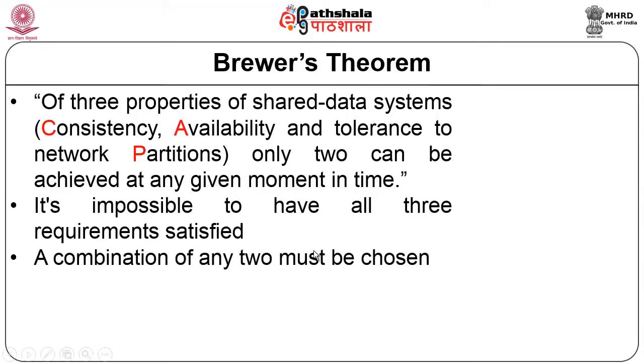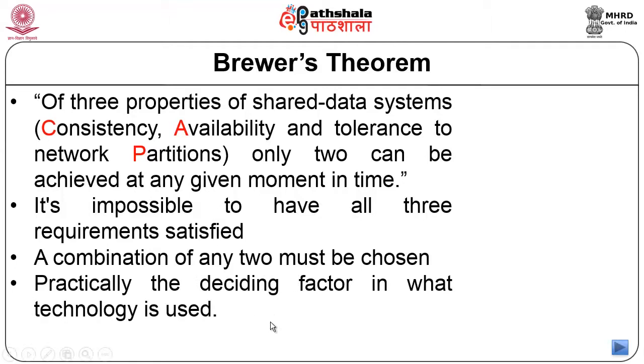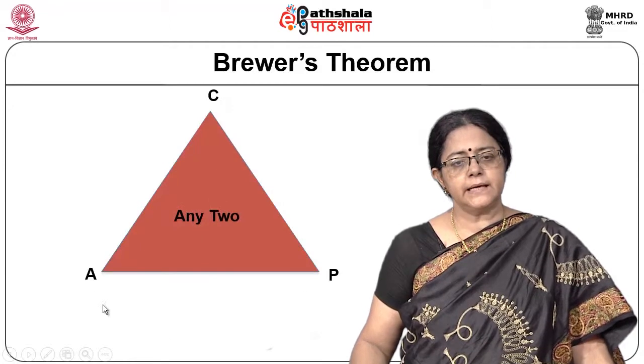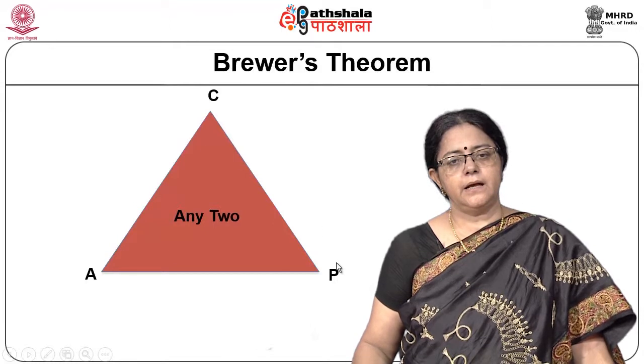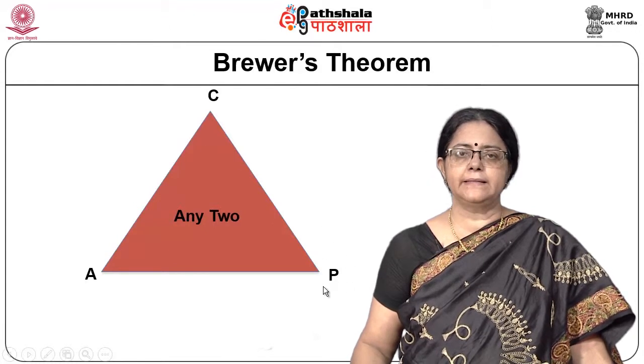Brewer's theorem says that it is not possible to achieve all three. So, it is impossible. So, any combination of two of these properties must be chosen. So, what will decide which two will be chosen? That will be dependent on the technology that we are using, that will be dependent on what are the databases that are available, that will depend on the business application that the system is being used for. So, here is an explanation of Brewer's theorem. This is a triangle with three points having the three properties.